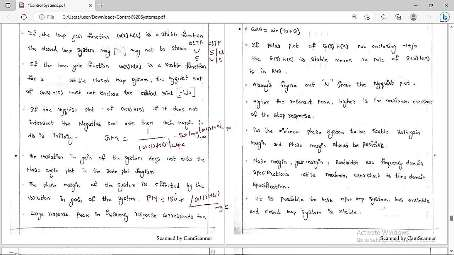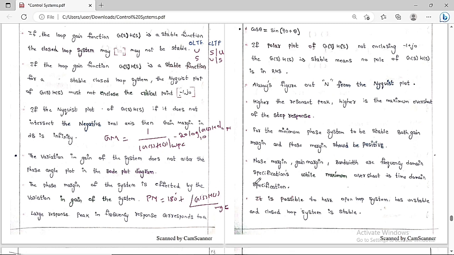So you can see omega GC. Omega GC is the frequency at which the magnitude of G(s)H(s) is equal to 1. So definitely in the magnitude plot we are going to consider the gain value. So as the gain changes, omega GC changes. As omega GC changes, this value is going to change, so the overall value is also going to change.